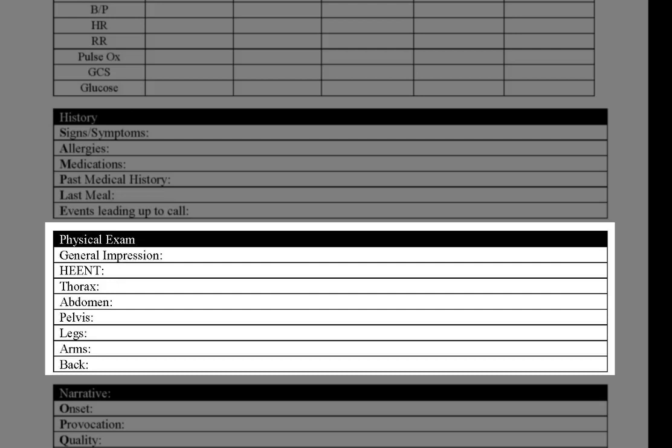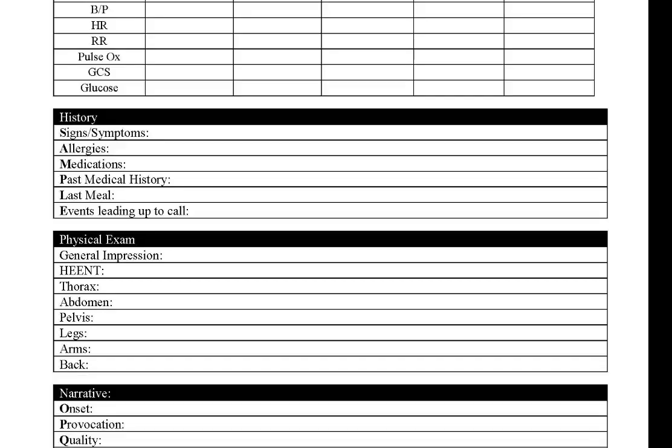Next is the physical exam portion. Again, it's important to document the positive and negative findings. So if your patient was hit by a car, then you need to note that they do or do not have instability with their pelvis or their leg or any other body part for that matter. And then finally, there's an area for you to document the OPQRST portion of your history as well.